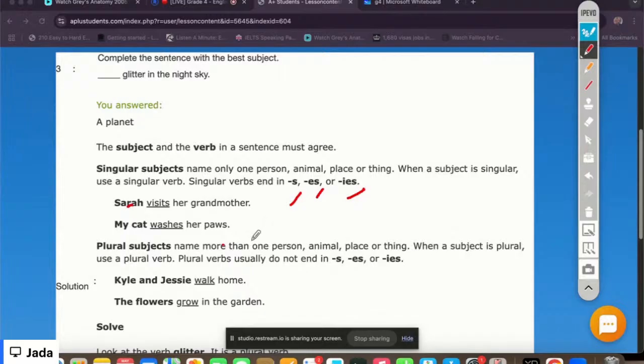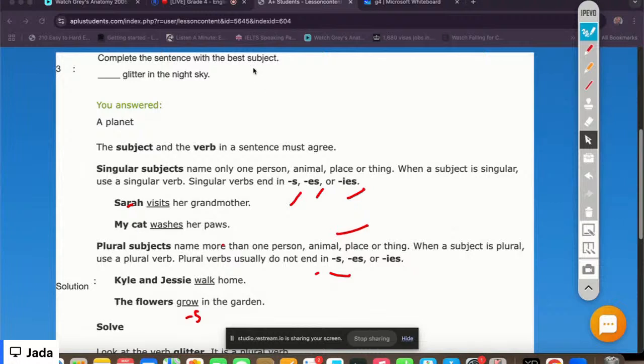And then for plural, it's more than one person, place, or thing, but the verbs do not end with es, s, or ies. Okay. Just like we have, the flowers grow in the garden. So there must be an agreement. If you say the flower grows, you add s to the grows, then that sentence is going to be incorrect. So now you have to select the right subject for the sentence.